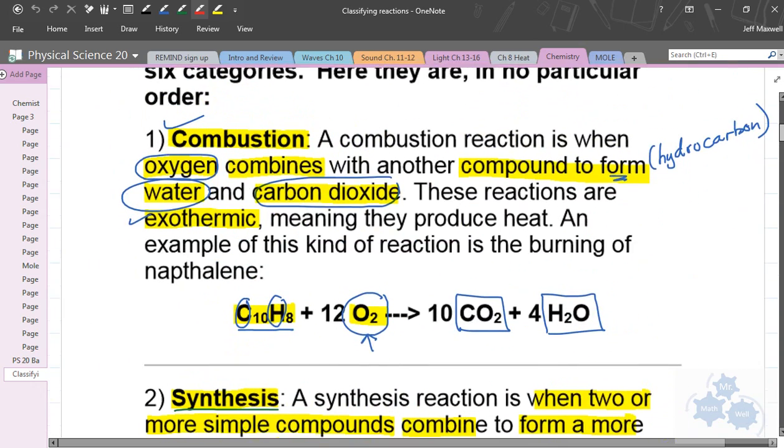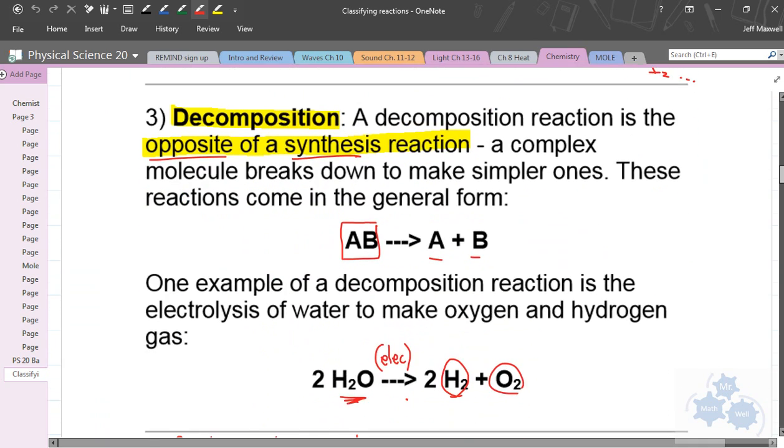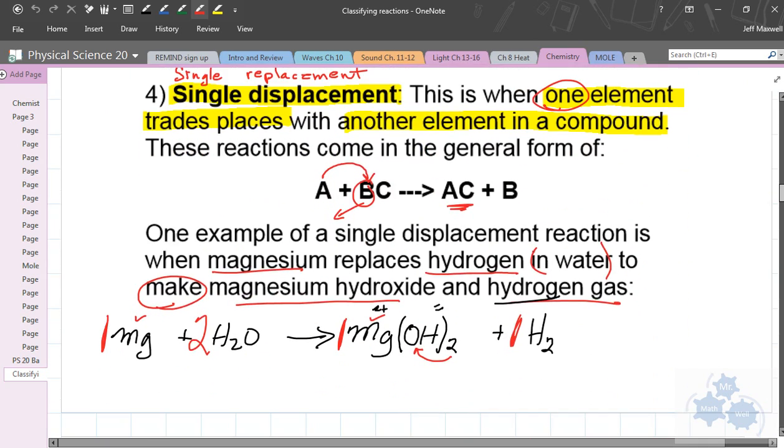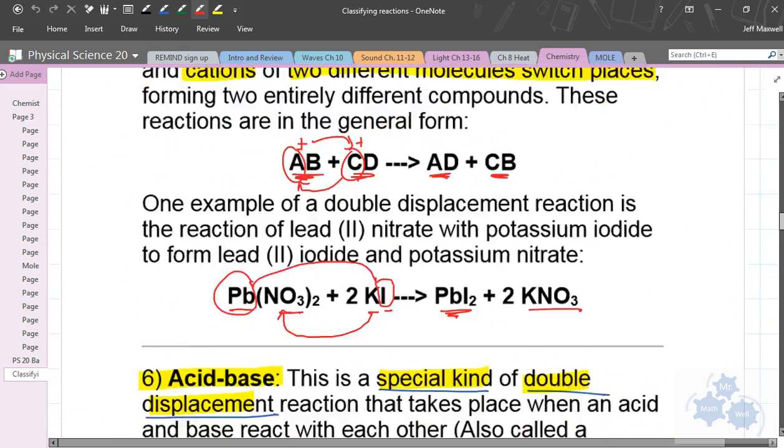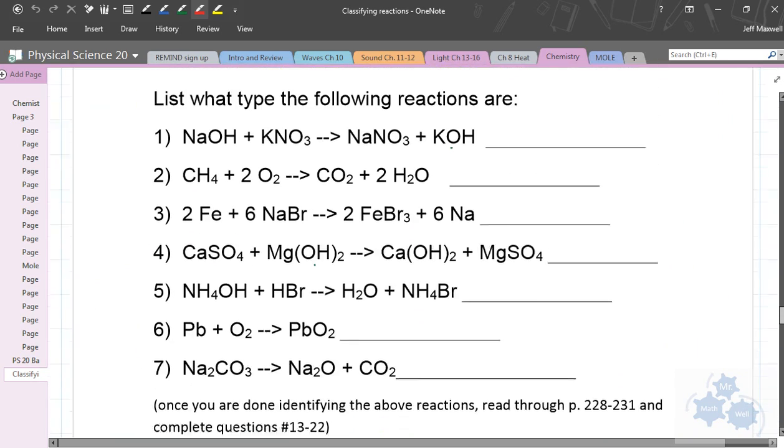All right, number 1, combustion. Number 2, synthesis. Number 3, decomposition. Number 4, single displacement. Number 5, double displacement. 6, acid-base. And if you want to learn more about those, you can check my other video, Classifying Chemical Reactions, Physical Science 20. Now, we're just going to go over a few questions here.